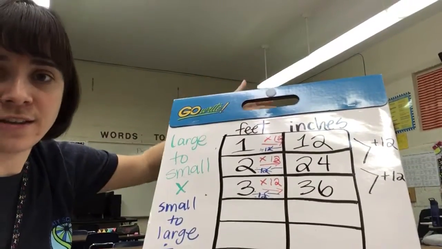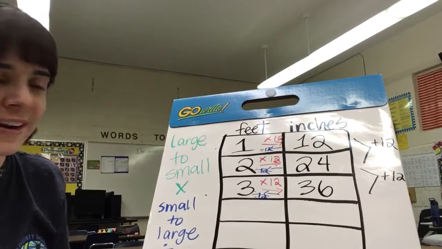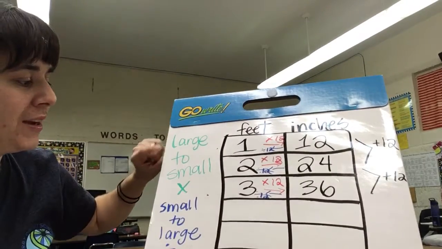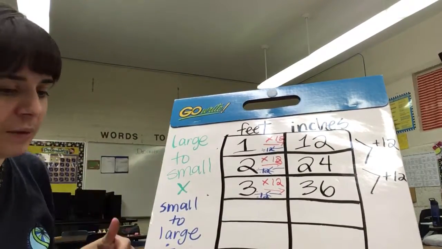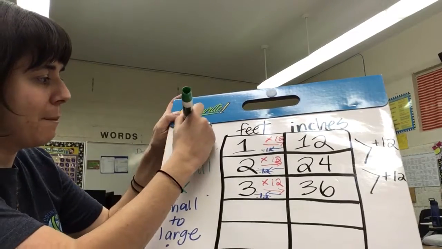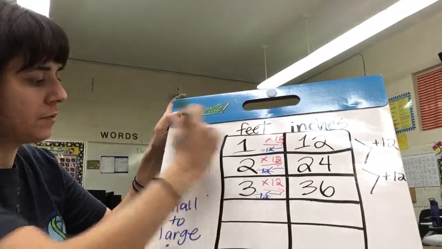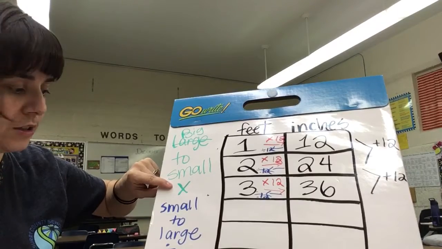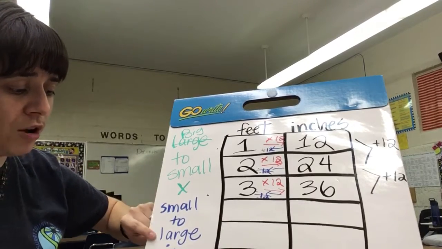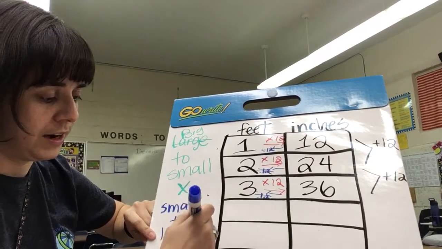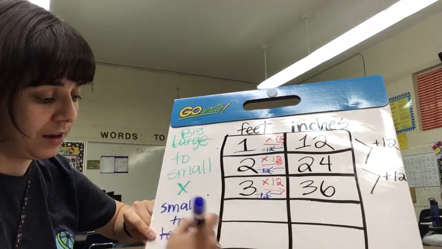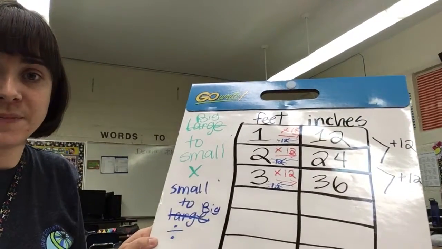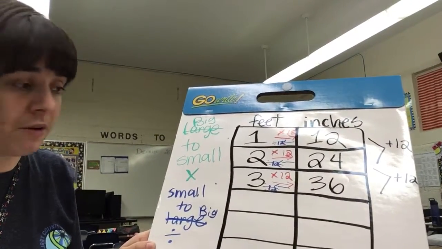Now, we had a saying that goes with this that Miss Snow taught me, and I taught you guys. Big to small, large is the same thing as big. Large to small, multiply all. Okay, so we multiplied in those circumstances. Small to large, or you could think of it as small to big, divide the pig. So that's another way you can remember it, okay?